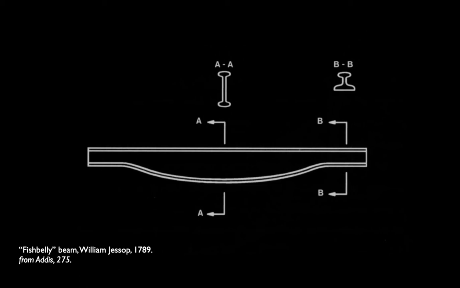So the fish belly beam, you can't make this in wrought iron. You can't roll that shape, right? A rolled shape has to be purely extruded. But in cast iron, you can make whatever crazy shape you want. And they get to the point where they are actually building efficient shapes longitudinally, right?